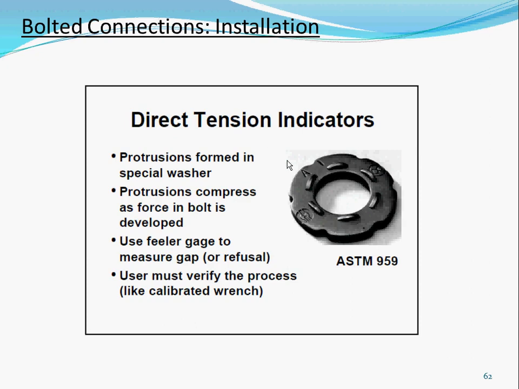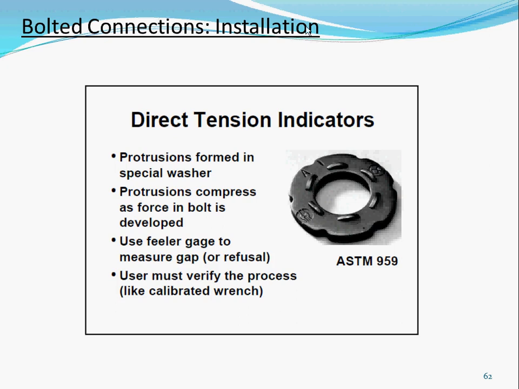Okay, the direct tension indicators, you see these bumps on top. When you tension the bolt, you're going to be compressing these bumps. So they have gauges where you can measure it. You basically poke it into this one. If the gauge will not go through, that means you have compressed it enough, then the bolt is tensioned. So that's another method of how to tell if your bolts are pretensioned.